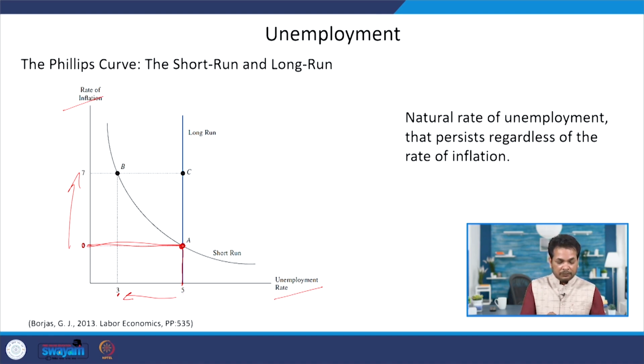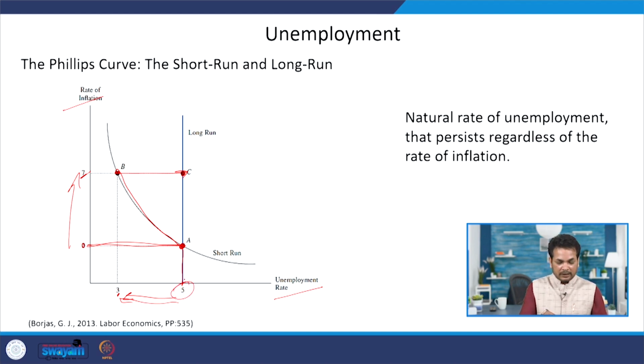Now, the workers move from point A to point B, and they are experiencing this 7% inflation, but they are not aware of this 7% inflation, the price rise. It is unanticipated. So, their expectation about this price rise, they were not aware of that. As a result, the unemployment has reduced from 5 to 3. The moment they realize that the inflation has gone up, they will withdraw from the labor market and the situation will come back to point C, to the natural rate of unemployment.